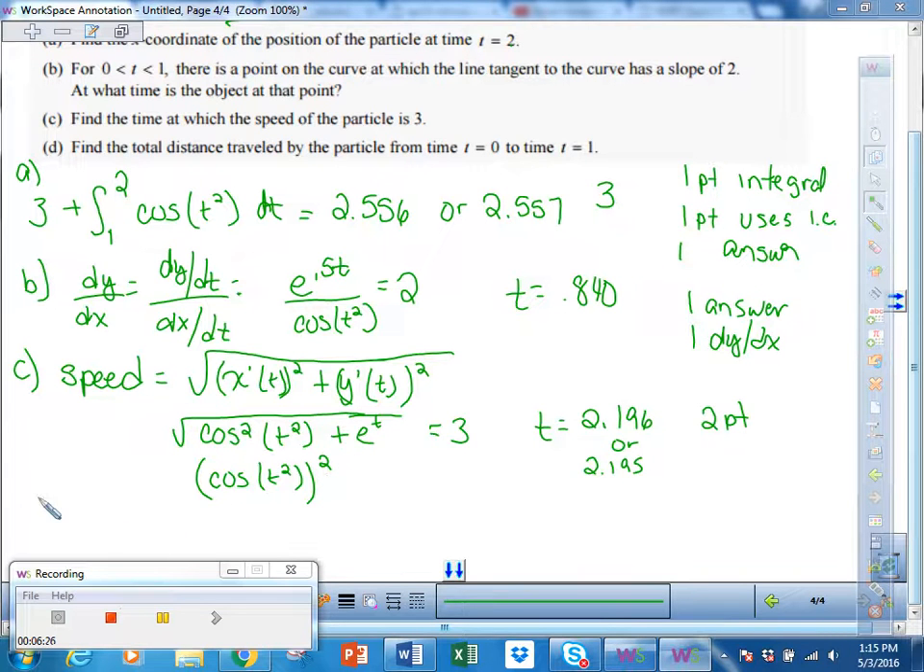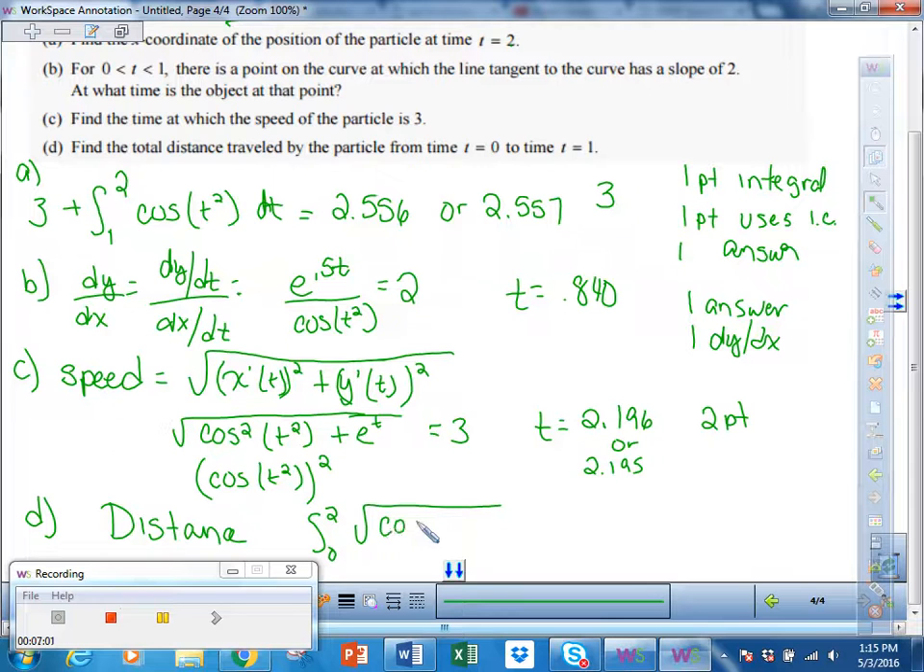And then the distance is simply arc length. So the distance would be from 0 to 2. Again, cosine of t squared. If you want to get in the habit of writing like this, so that's how you put it in your calculator, that's fine too. Sorry, from 0 to 1. Okay, and that was worth 2 points. All righty, questions?